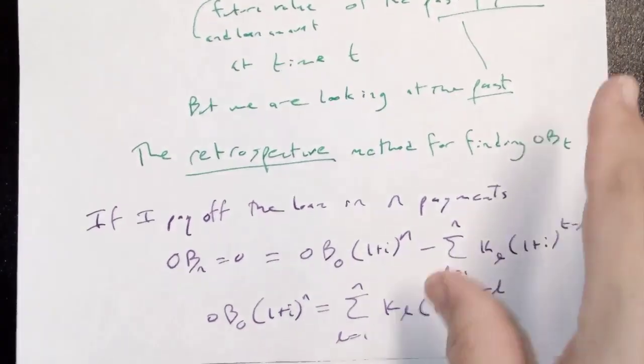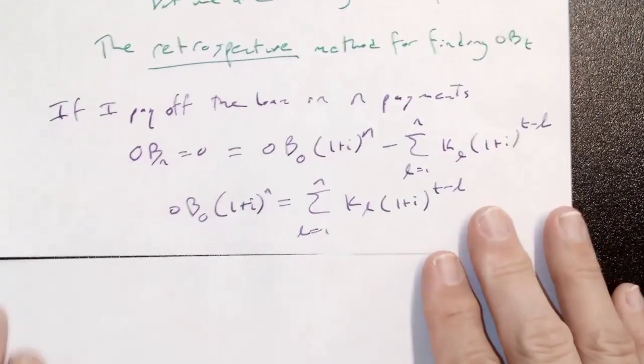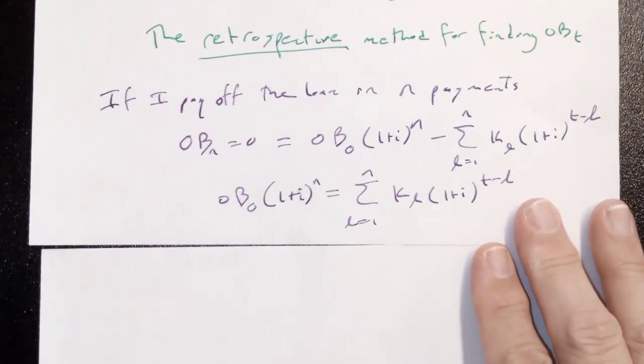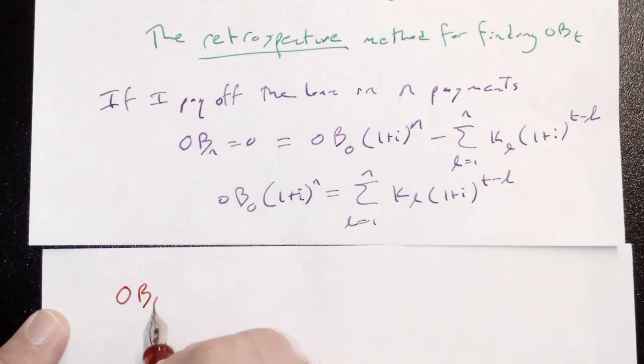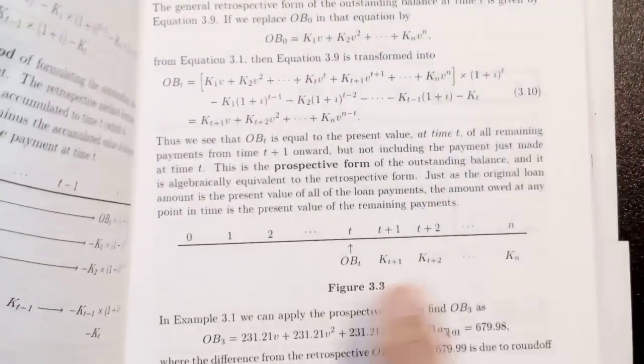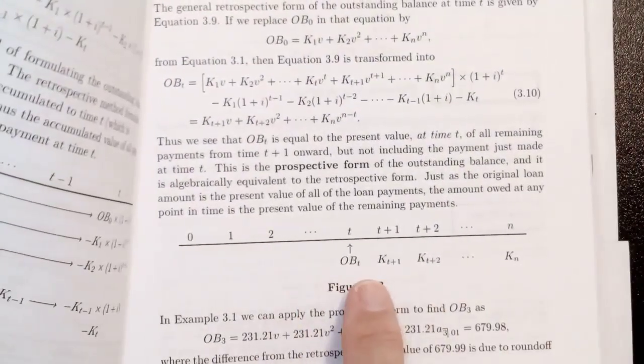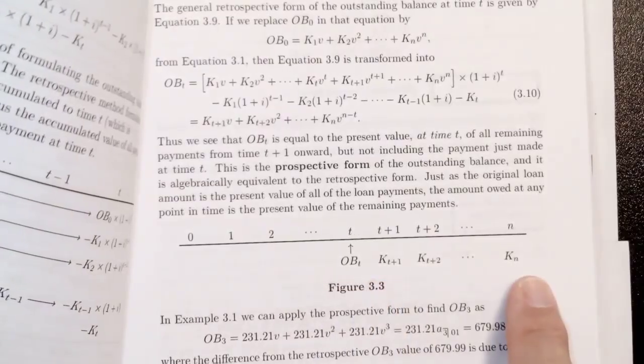So what if instead of using future value, I used present value? Well, that would mean I need to take all the payments that are coming up and bring them back to today. So let's think about this timeline here. Here's where I am right now. Here are all the payments coming.